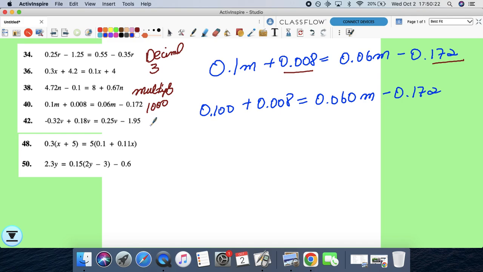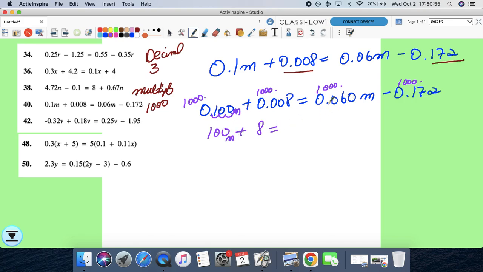It just makes things easier when I multiply by 1,000. So I'm going to take everybody, multiply by 1,000. The shortcut is to move the decimal 3 spaces to the right. So 0.100 becomes 100 because you move 1, 2, 3, and the decimal ends up being over there. Plus, again, if you move the decimal 3 spaces to the right, that just becomes 8m. Sorry, I forgot the m.